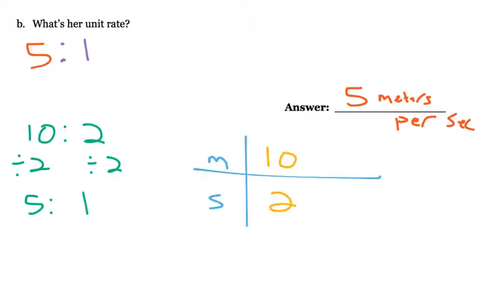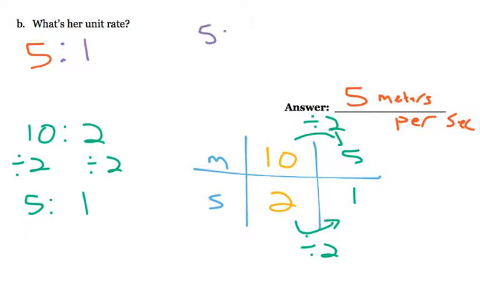And finally, you could have set up a ratio table like this and just shown dividing that ratio by 2, and you'd get 5 to 1. And that just kind of makes sense, because if we have the ratio 5 to 1, 5 meters in 1 second, and then we just add another second, that would add another 5 meters, which we know is true. We know it takes Riley 2 seconds to go 10 meters.